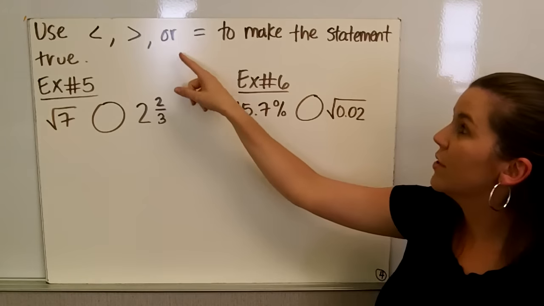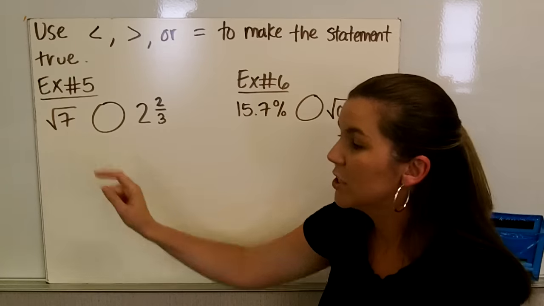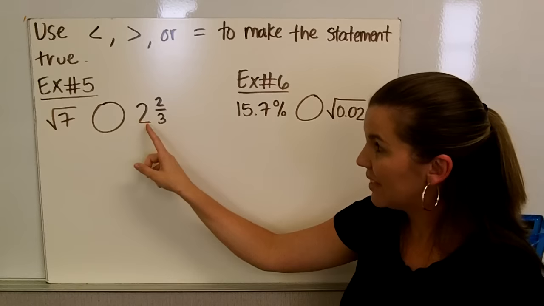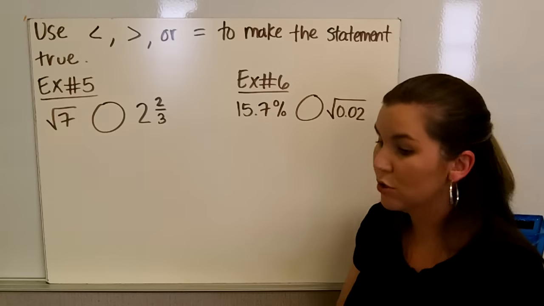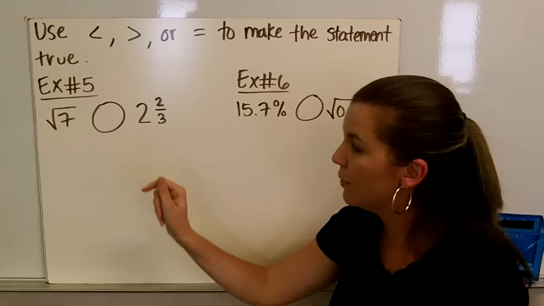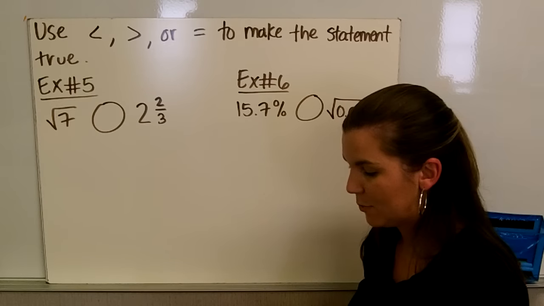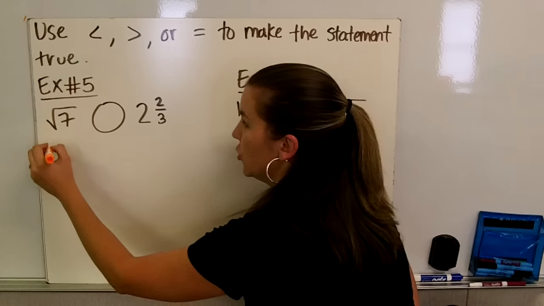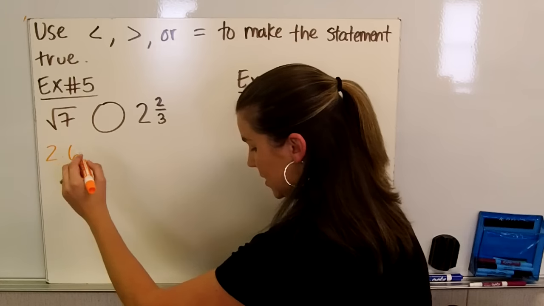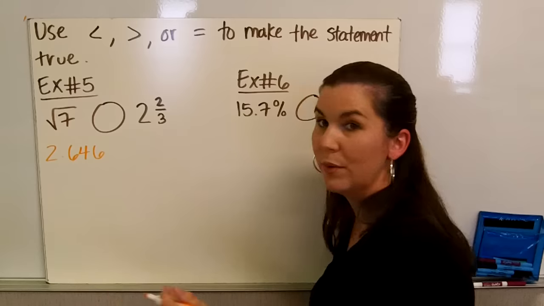Use less than, greater than, or equal to make the statement true. Example number 5, the square root of 7, and comparing it to 2 and 2/3. So you want to use your calculator and type in the square root of 7 and get a decimal approximation. So I see that it's about 2.646. All right, and I rounded.